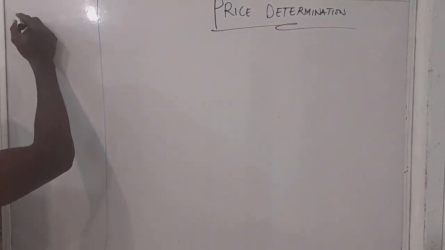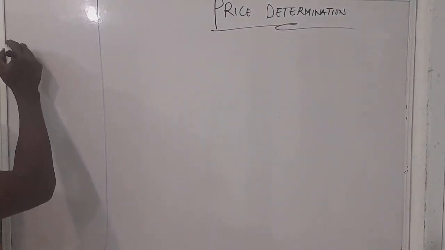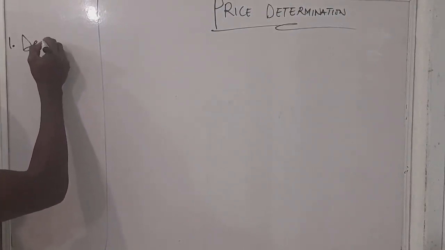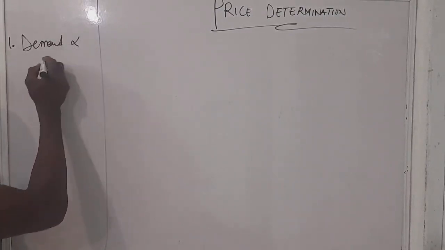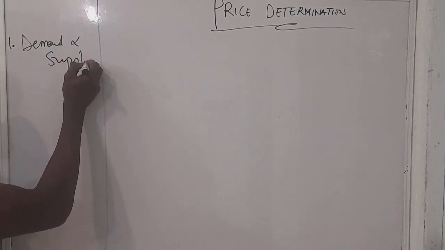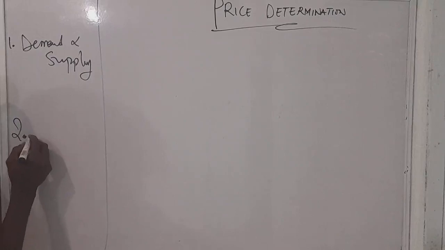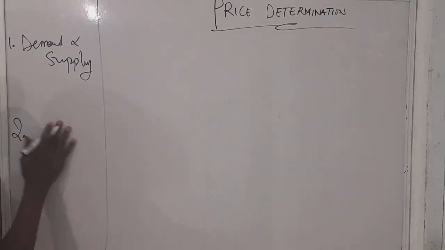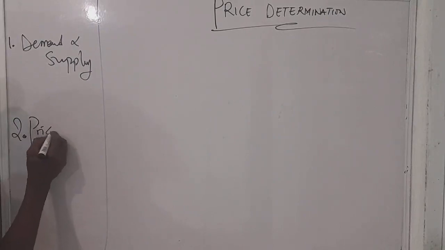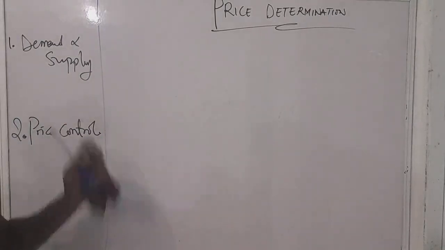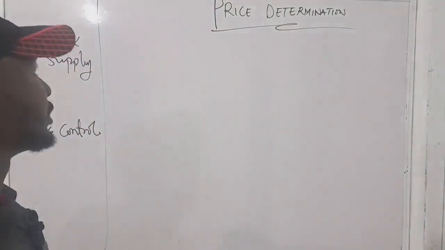The first way price can be determined in the market, we can relate that to demand and supply. And then the second way, we can relate to what we call price control. Okay, so in this video, we are working with the first one, which has to do with demand and supply.